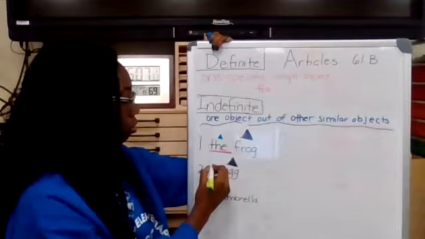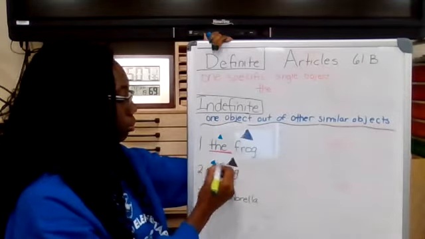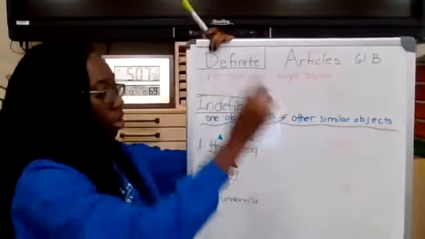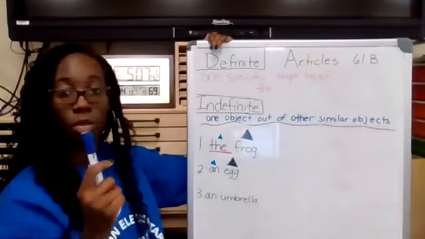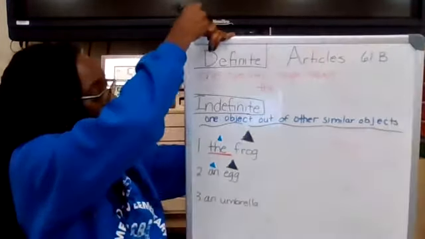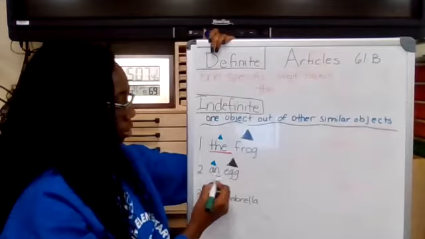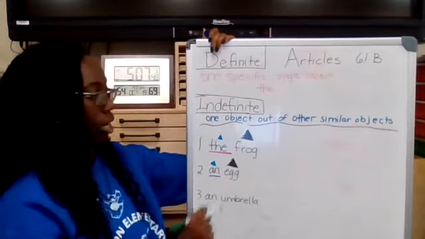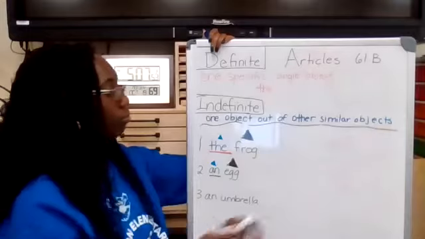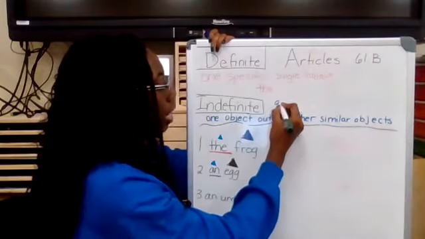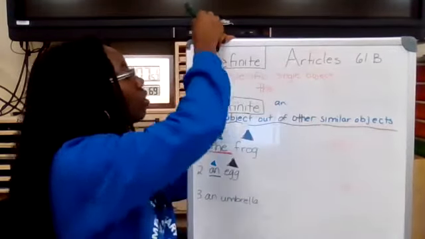Okay. So light blue for my article in general. But now I'm going to use my dark blue to underline it and remind myself that an is an indefinite article. And I'm also going to write an up here.